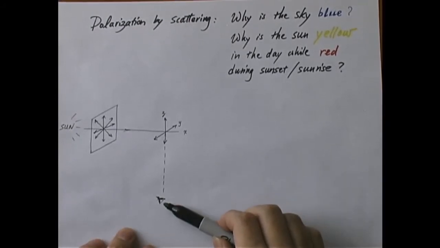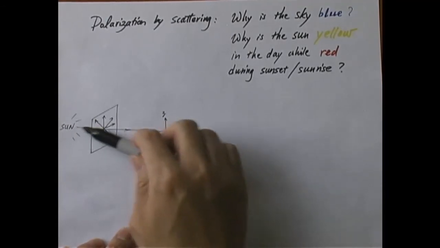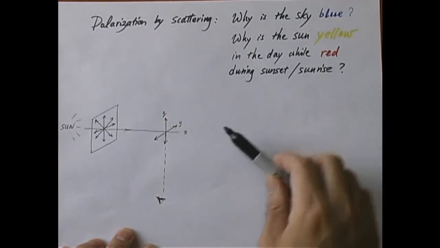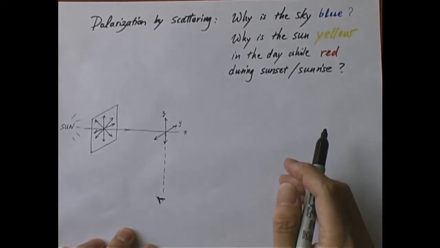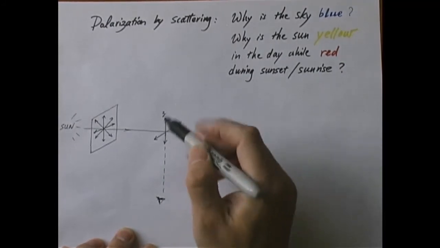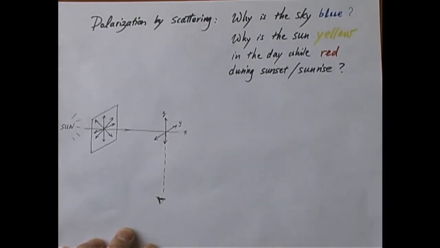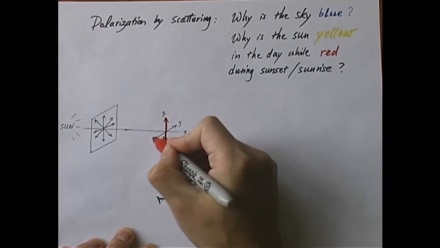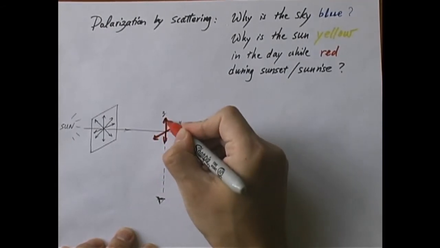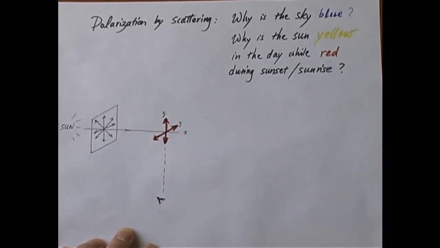So if you look, say 90 degrees away from the light of the sun, sun comes in this way, you look that way, what do you see? Well, there are two possible oscillation directions. One is the z direction, the other is the y direction, right? And it's actually a combination of the two that can give you any oscillation direction.